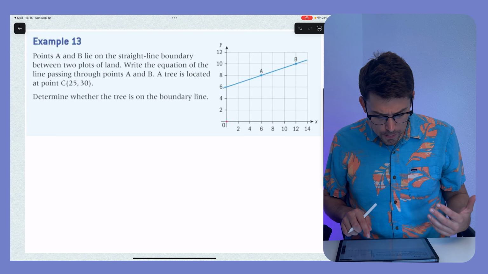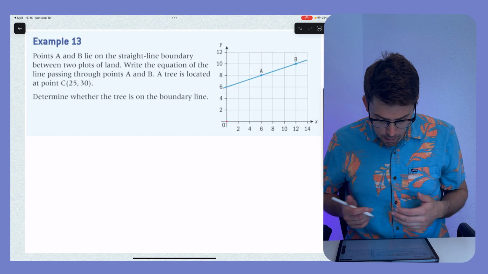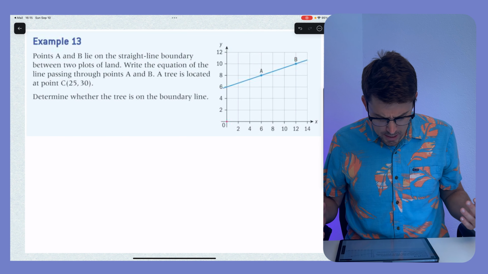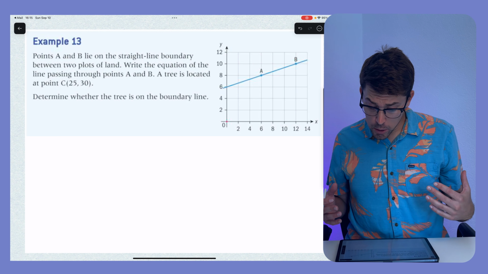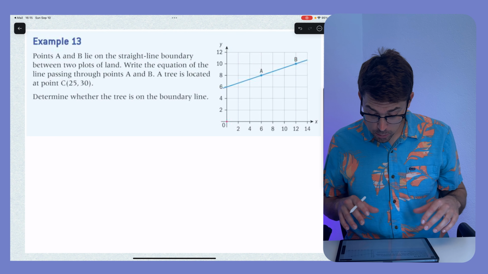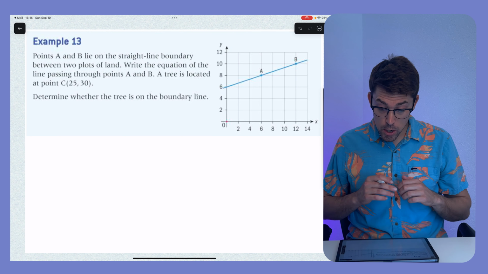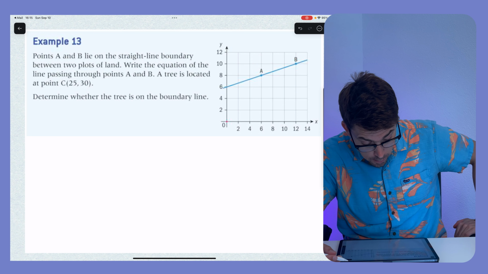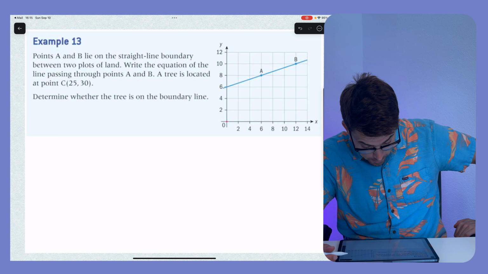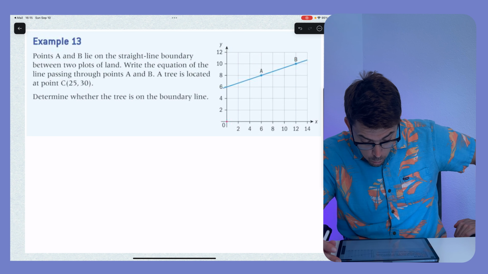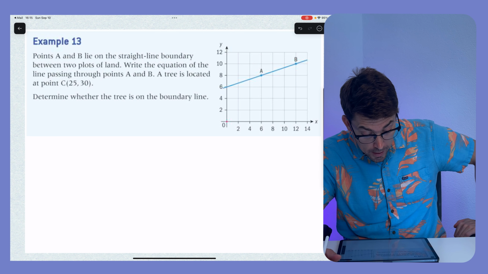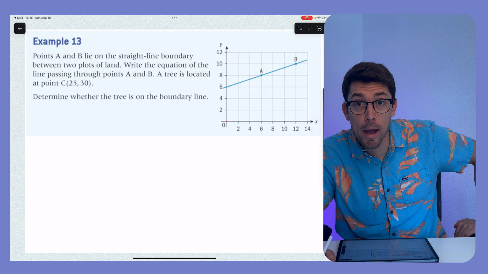So if we're looking at this problem, we're looking at points A and B on a straight line, and we're basically separating two plots of land here. What we want to do is write the equation of this line, passing through the points A and B, and we know that some tree is going to be located at 25, 30, point C. So let's determine whether that tree, point C, 25, 30, is on the boundary line.